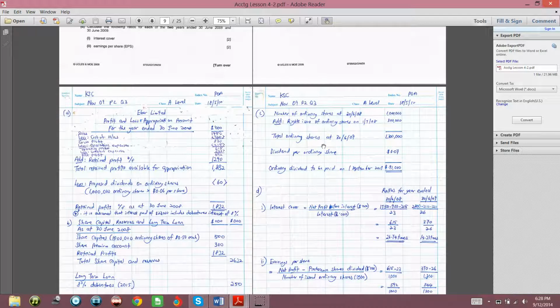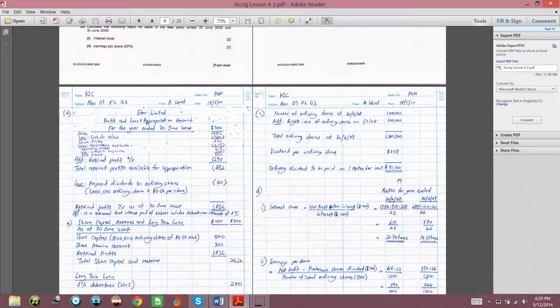That is all the information that I can see over here. So this will be total ordinary shares at 30 June 2009. Dividend per ordinary share is 7 cents. So the dividend to be paid on 1 September 2009 will be this one times this one, which is 91,000.